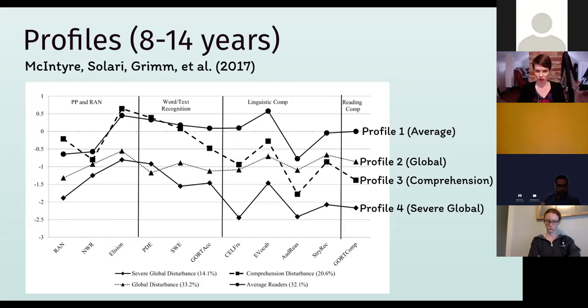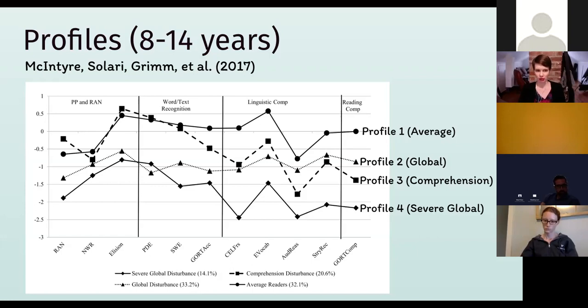So these individuals did not have any difficulties in either word reading abilities or language comprehension. In profile 2, which is this flat small dotted line with the triangles, this is what they referred to as a global disturbance. I would refer to these individuals as having a mixed deficit in that they have both word reading difficulties and language comprehension difficulties, but they're falling around 1 standard deviation below the mean. In profile 3, they did find evidence of the poor comprehender profile.